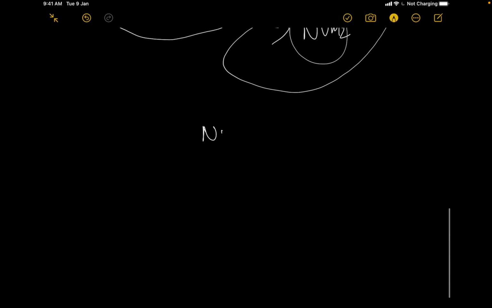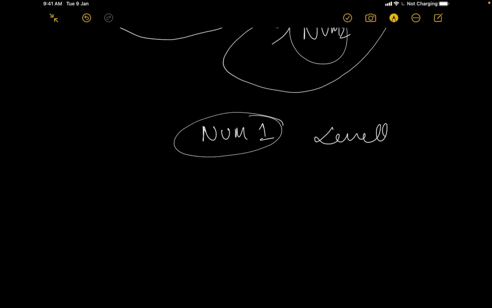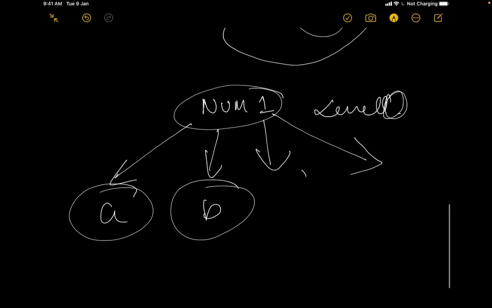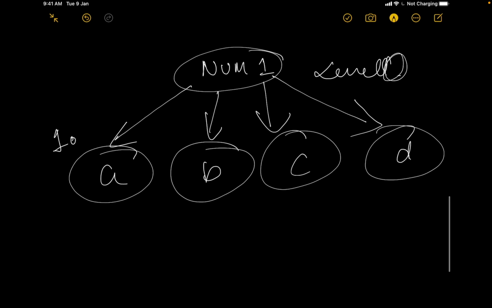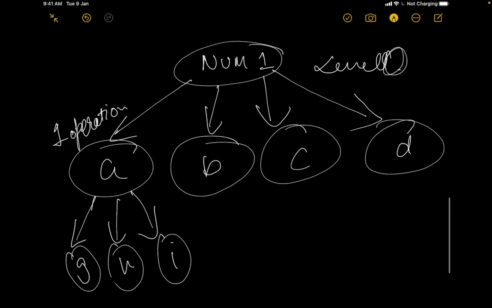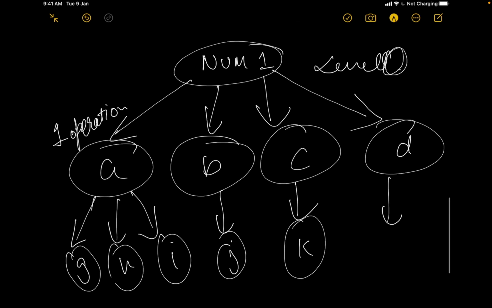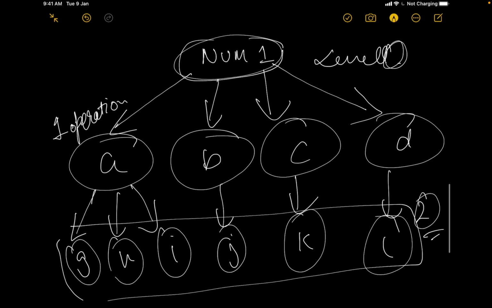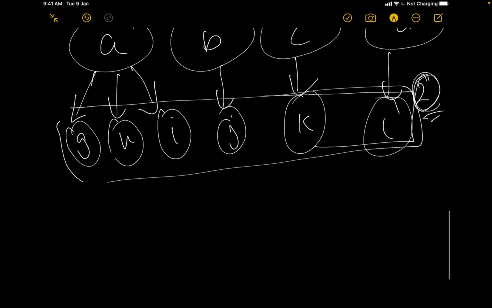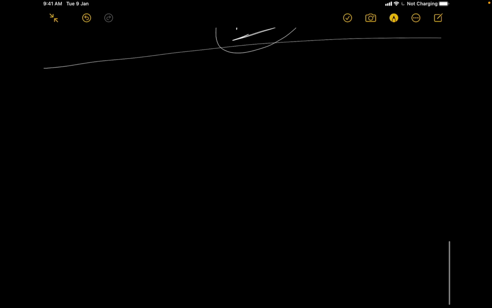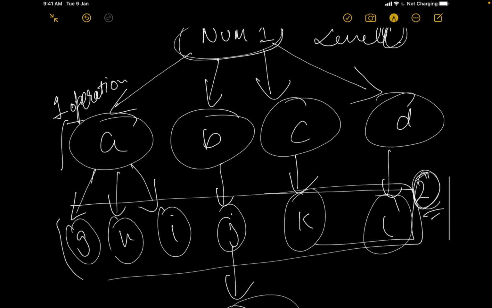For example, num1 is a node at level 0, so for num1 we need 0 operations. Then I can convert num1 to a, b, c and d. For this I'll need one operation. I can further convert a, b, c, d to, let's say, g, h, i. This can convert to j, k, l. All of these nodes would need two operations. What I mean by two operations is that in order to convert from num1 to these numbers, I need a total of two operations, and so on and so forth. At the end, what we want is that some node converts to num2. So a very intuitive approach is to use BFS, because in BFS we do a level order traversal, and that's exactly what we want over here.